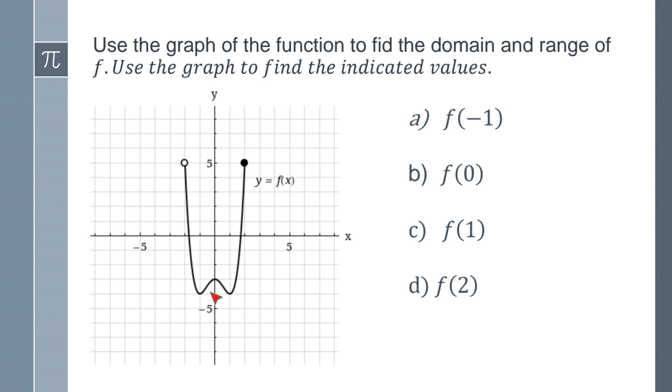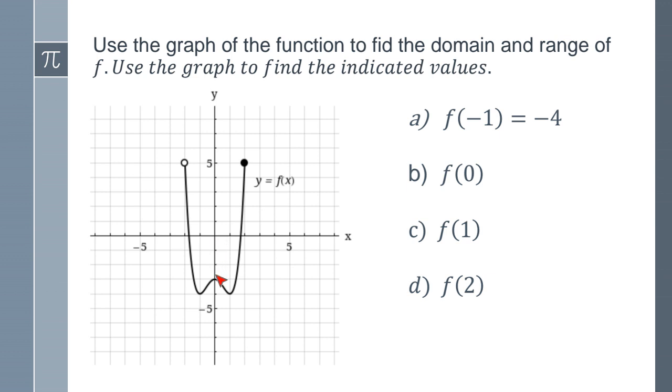Let's look at the x value at 0, or evaluating the function at 0. When I input 0, what is the y value? What is the y value that's going to give me? So I follow it down to where the graph is, and that looks like it's -3. So my answer here would be -3.